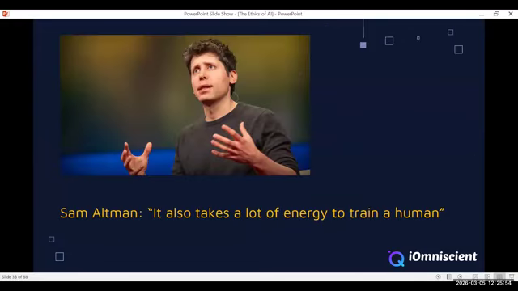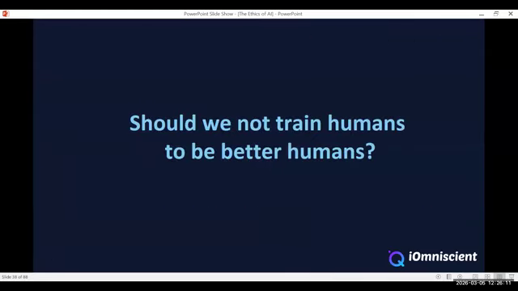Now, Sam Altman has said that it also takes a lot of energy to train a human. So it's not bad to expend energy to train an AI system. However, is it equivalent? So should we not train humans to be better humans, right? Is it exactly the same as trying to train a computer?